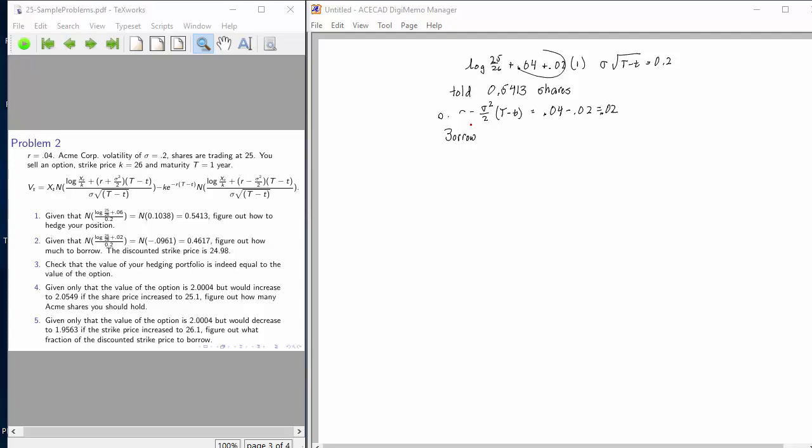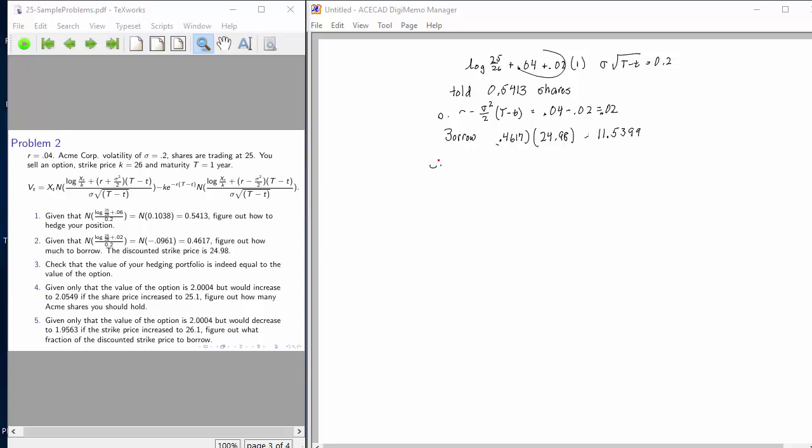So you go to your banker and you say, you've already agreed that you'd be willing to loan me up to the discounted share price of $24.98, but I don't want that full loan. I'd only like to borrow 46.17% of that amount. So I borrow $11.54.